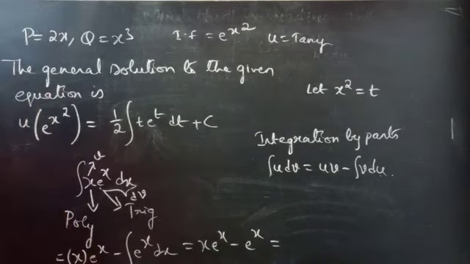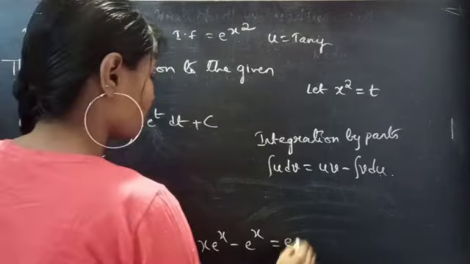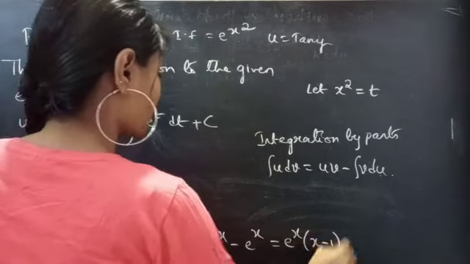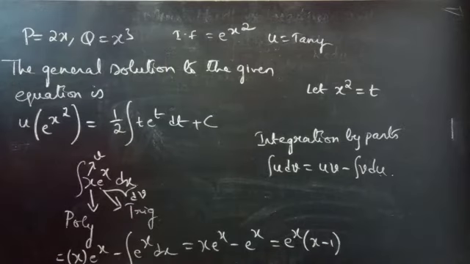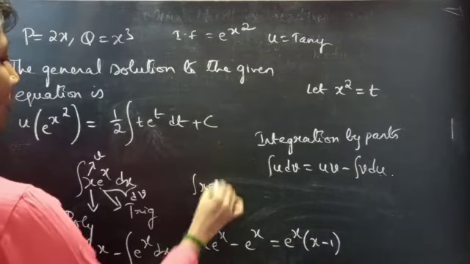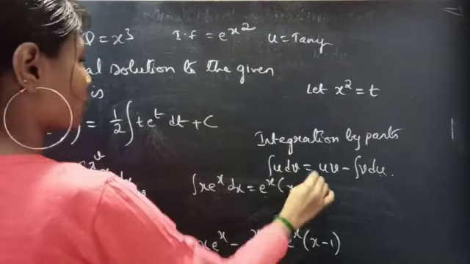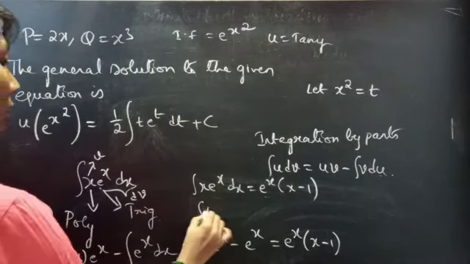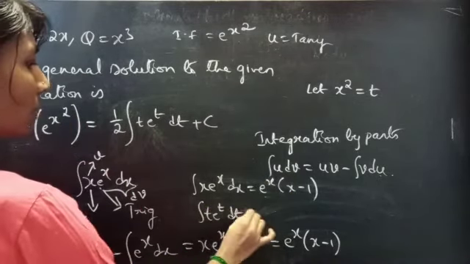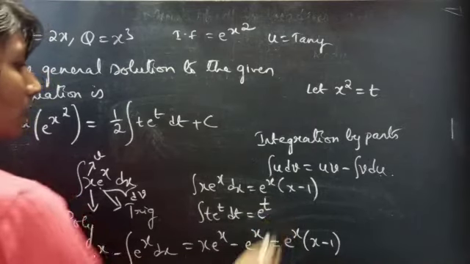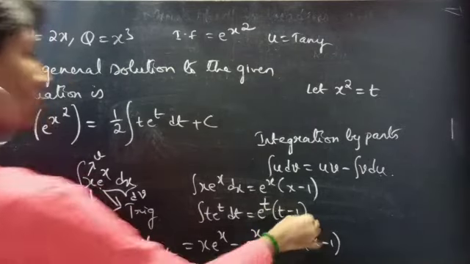Now you can take e power x common from the two terms. You get e power x times x minus 1, right? If integral x e power x into dx equals e power x times x minus 1, then integral t into e power t dt will be e power t times t minus 1, right?